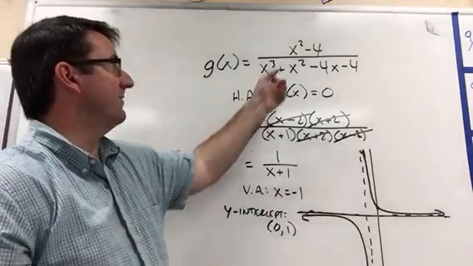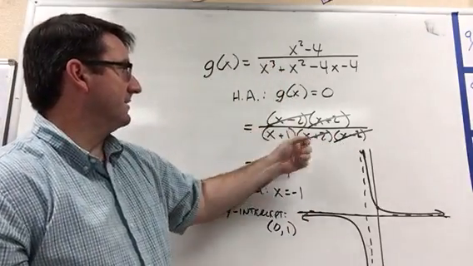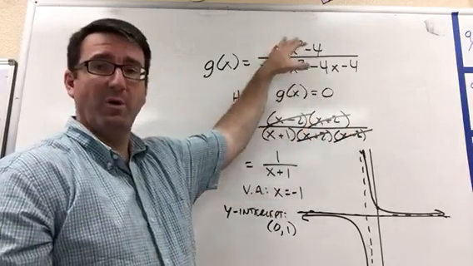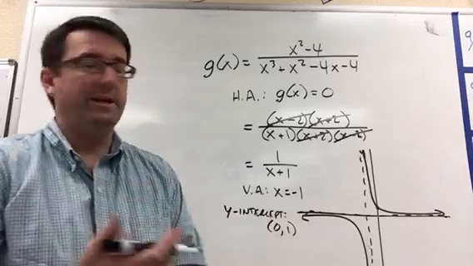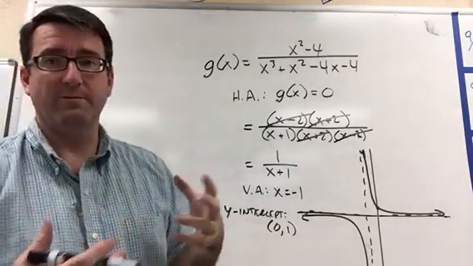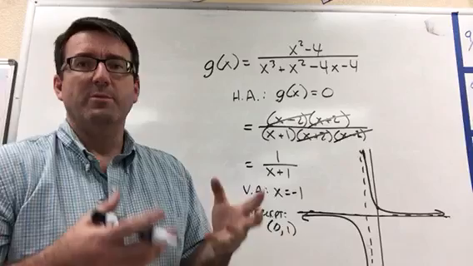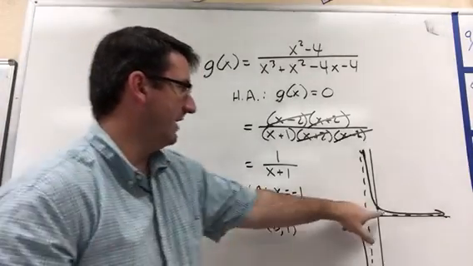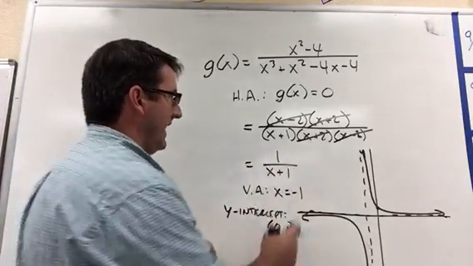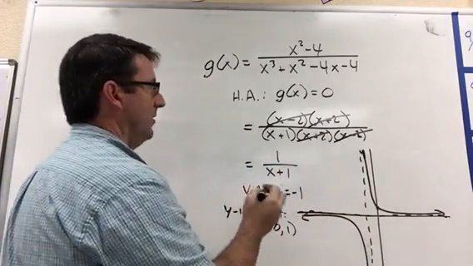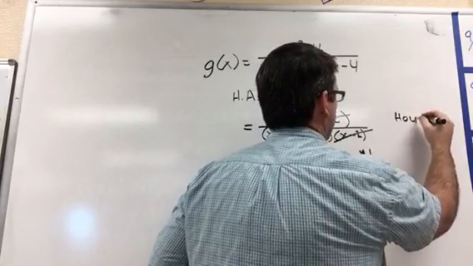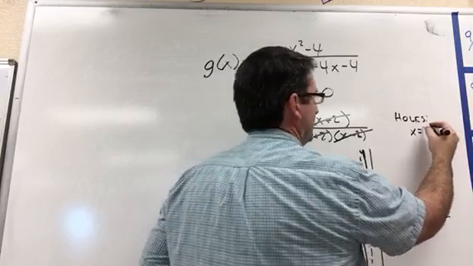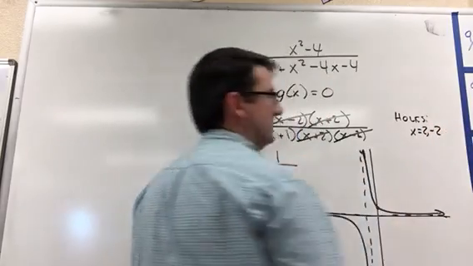There's still a problem that if we plugged in either 2 or -2 into this function, we'd get 0 on both the top and the bottom, and that's going to be an indeterminate form. And so that's where our holes come from. Remember, we talked about those as being removable discontinuities. So we're going to have a removable discontinuity on this graph at x equals 2. The holes are going to be at x equals 2 and x equals -2.